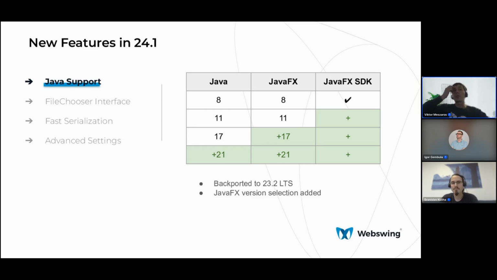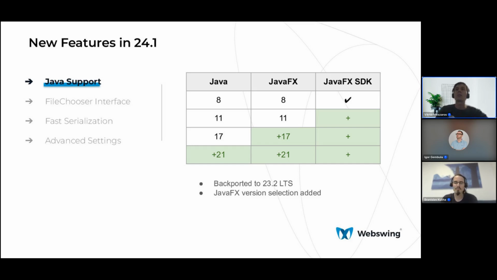So as the first feature, as you all know, Java released the new LTS version 21. This is old news. It was back in September, but as our release plan dictates, we always release our support for the given LTS version of Java with one major release delay, which tends to be the 24.1. So in this release, we introduced this Java 21 support.